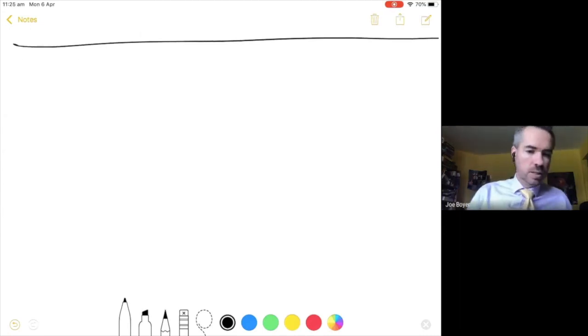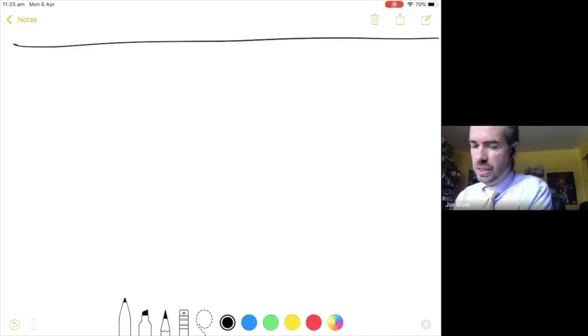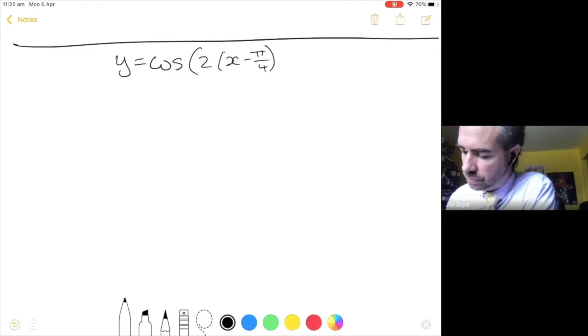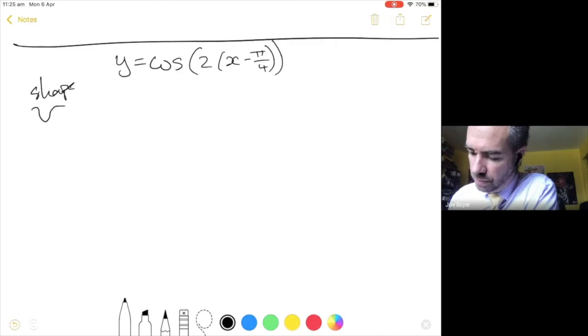All right, so the next question that I also want to do an example of, let's also sketch the graph of y is equal to cos. And so we'll do a cos graph example and you'll see how it's different. And we'll also have an n value here. So let's talk about 2 lots of x minus pi on 4. All right, so first of all, what's our shape? Well, it's a cos graph, so we're going to look something like that. What's our y-intercept?